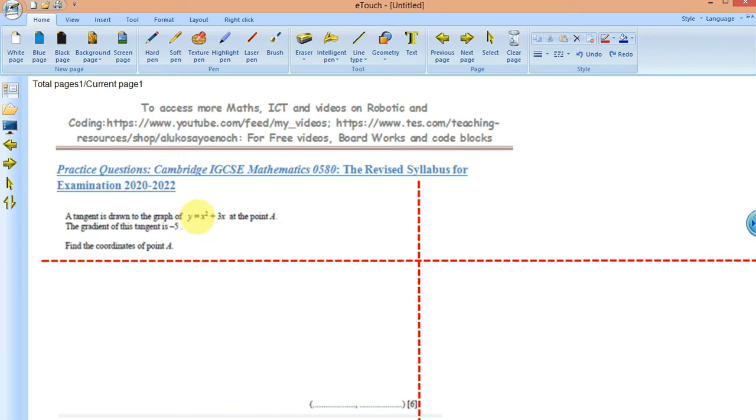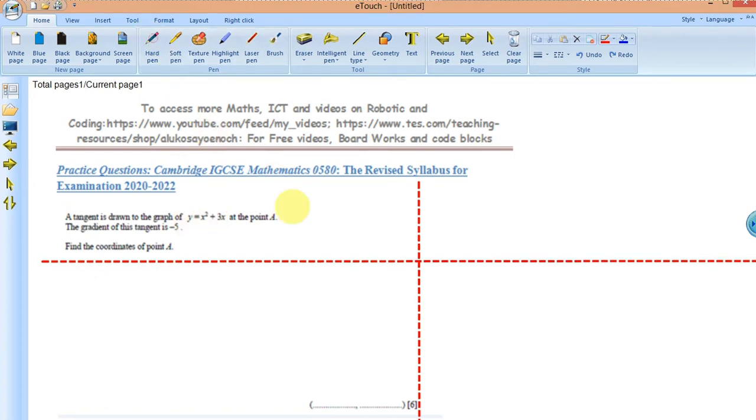Now the first thing is to find the gradient of this line. To find the gradient, you differentiate. So let's start from here. The dy/dx is the gradient, so when we differentiate it, that is 2x plus 3.